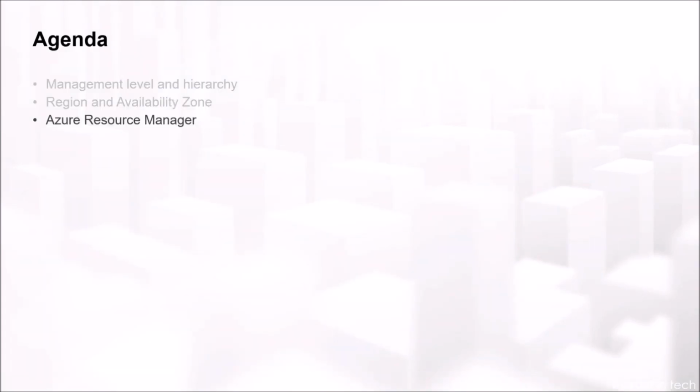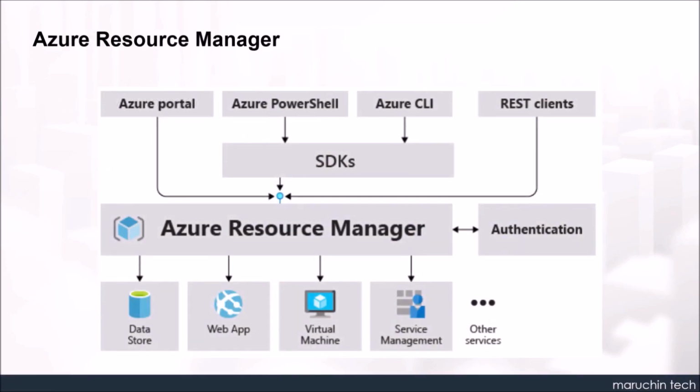Next, I'm going to introduce Azure Resource Manager. Azure Resource Manager, or simply ARM, is a deployment and management service for Azure. You will use ARM when you access Azure resources in any way. Because Azure is a cloud service, you operate it via the internet. You manipulate resources on Azure via Azure Portal, Azure PowerShell, Azure CLI, and REST clients. On the following pages, I will introduce these tools.